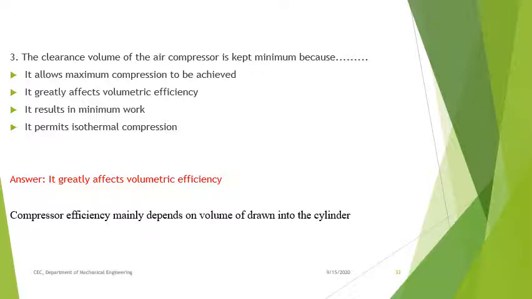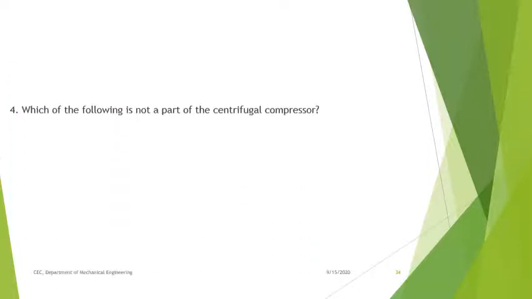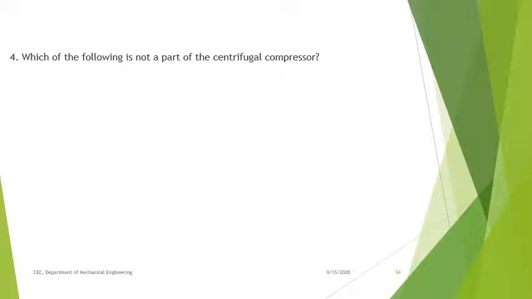Compressor efficiency mainly depends on volume of air drawn into the cylinder. Which of the following is not a part of the centrifugal compressor? Piston, impeller, volute casing, I. The answer for this one is piston.